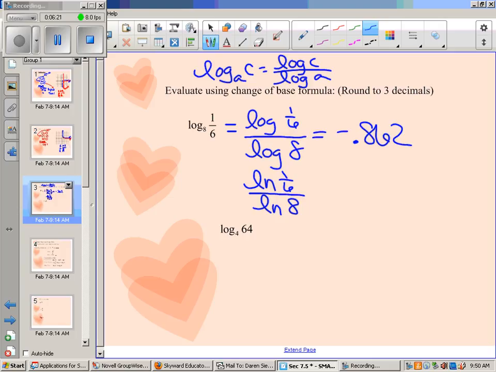Okay, so what are you going to do for the change of base of log base 4 is 64? Good. What do we get for that? Could you have done that in your head? Why? What are you finding?